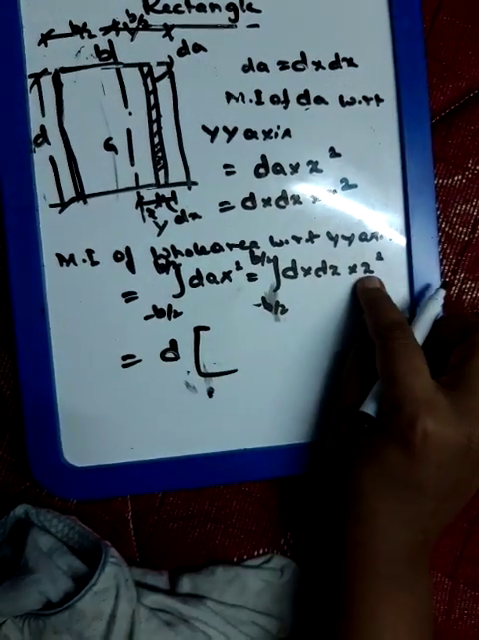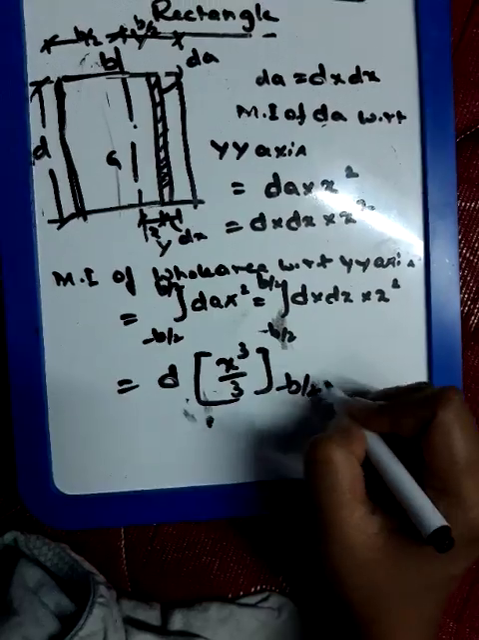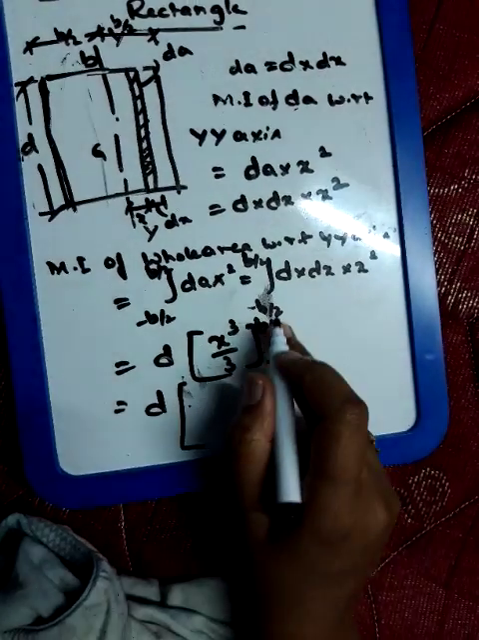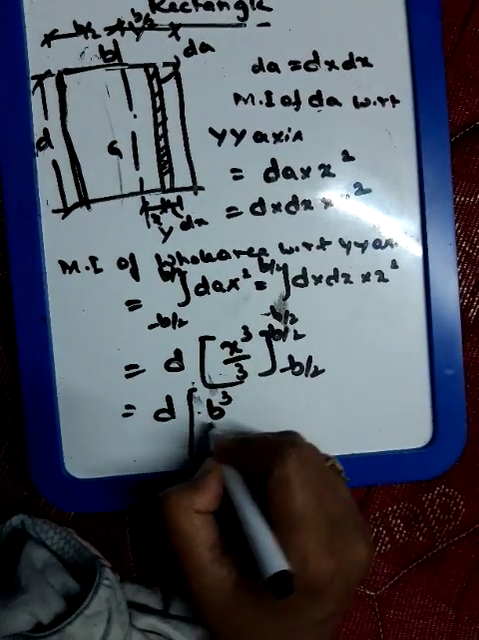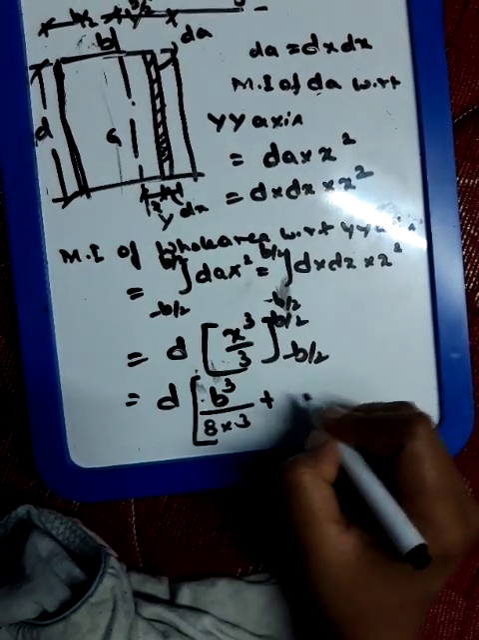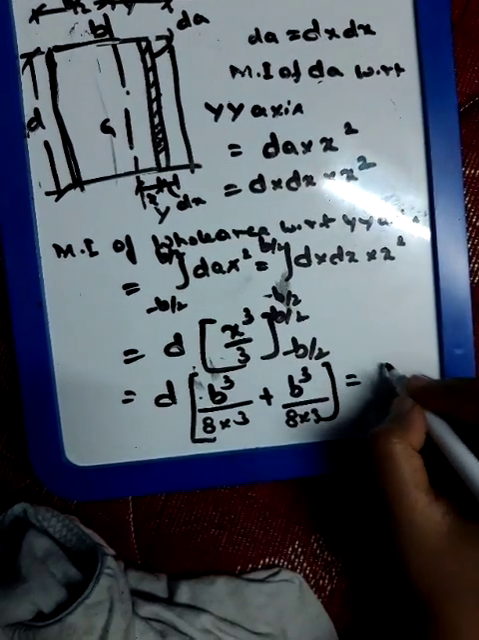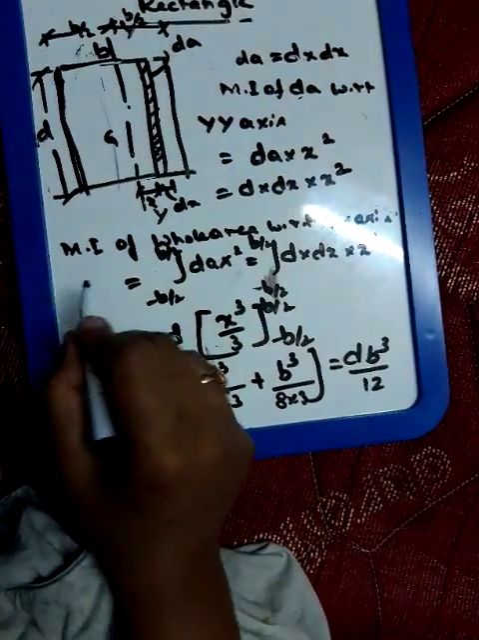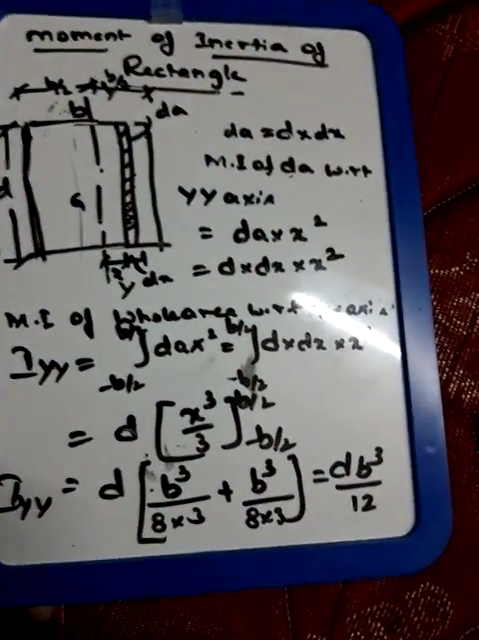The integration of x square is x cube by 3, and the integration limits would be minus b by 2 to plus b by 2. First I apply the upper limit, b by 2, so I will get b cube by 8 into 3. For the lower limit, minus into minus is plus, so again b cube divided by 8 into 3. If you add these two, you will get d b cube divided by 12. So Iyy is equal to d b cube divided by 12.